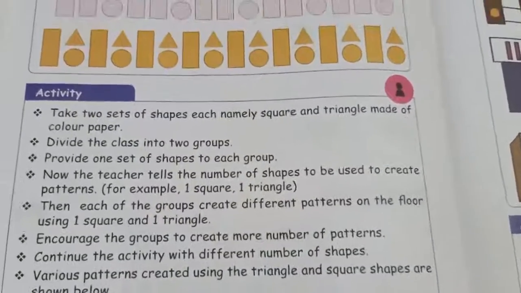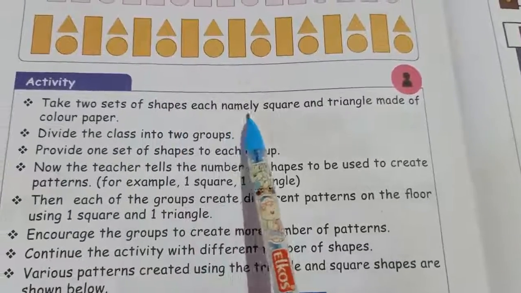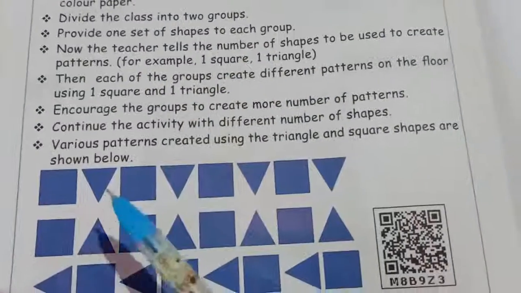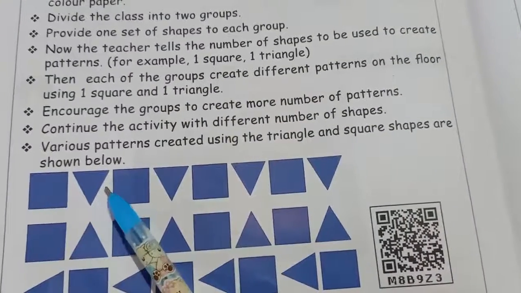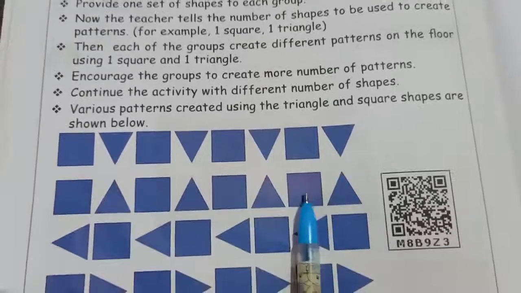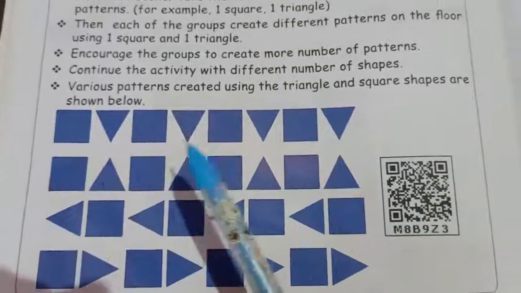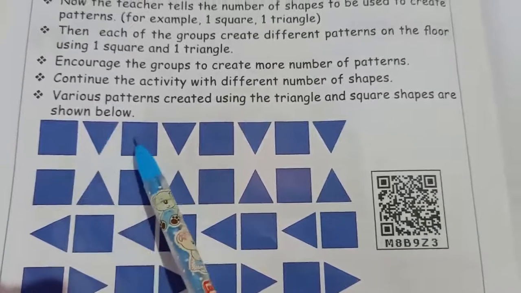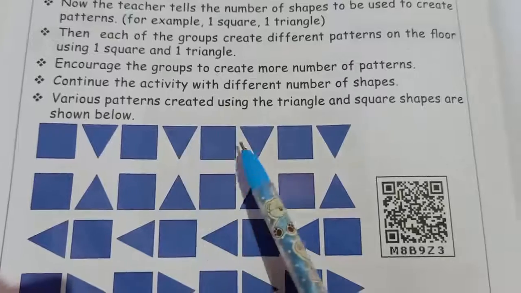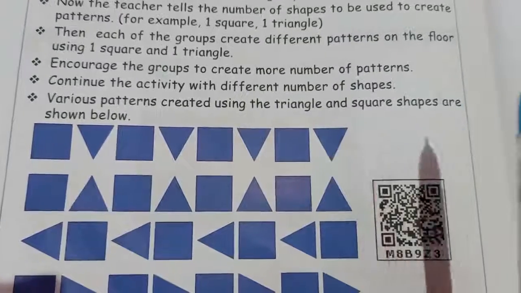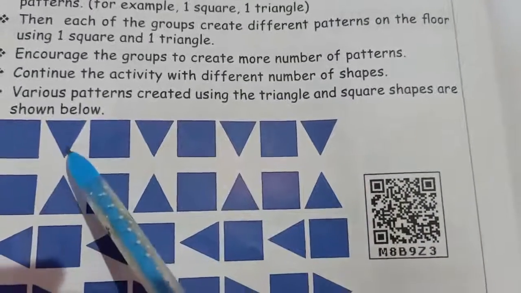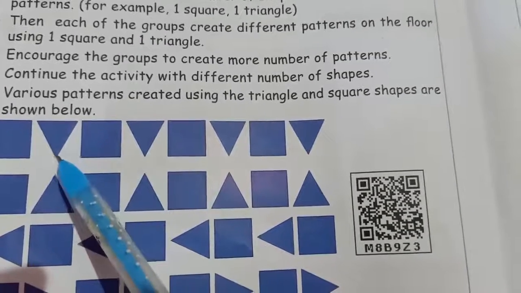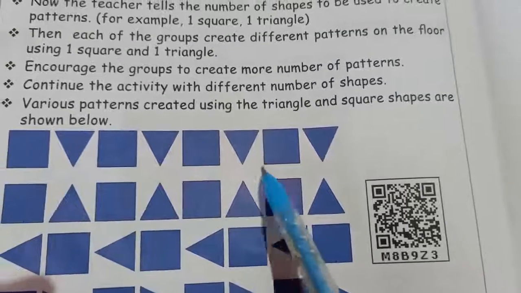Okay, what you do? Take two sets of shapes, namely square and triangle, made of color papers. Using that square and triangle we can create different patterns. Okay, see the first pattern, first method: one square, one triangle, one square, one triangle. So in this way also the pattern increases. Okay, see this triangle, upper side we have two corners, down side we have one corner. So this one is a pattern.